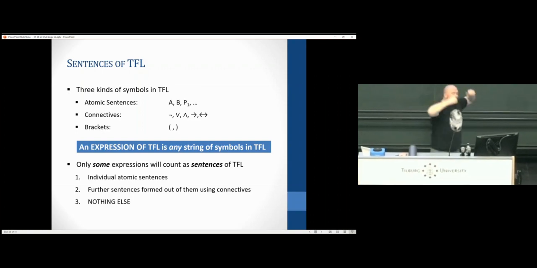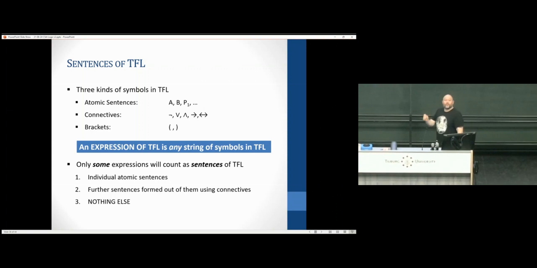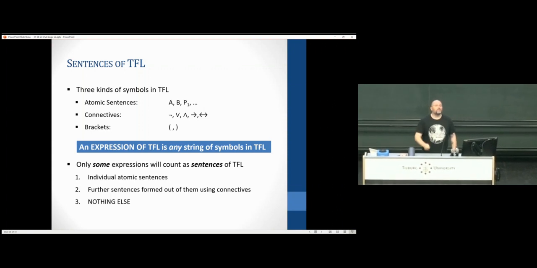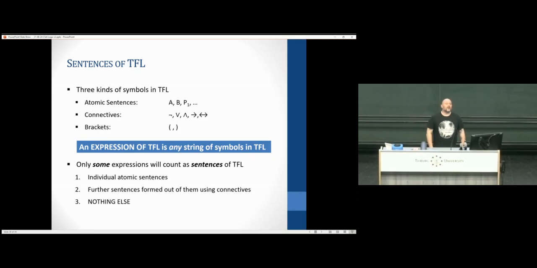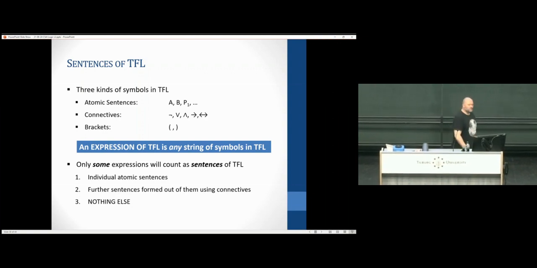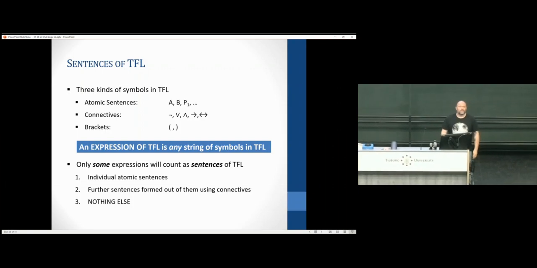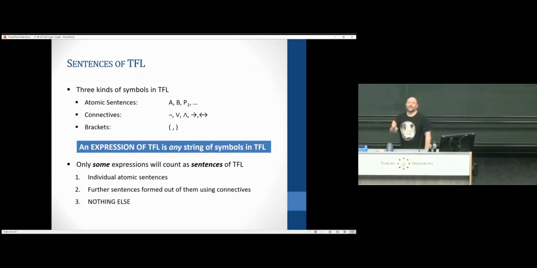The second kind of expression that's going to be a sentence is a further sentence formed out of atoms using the connectives in very specific ways. And the third kind is there is no third kind. There's only two. The trick is going to be spelling out the second step. And I'm going to give you a definition that spells out the second step explicitly.